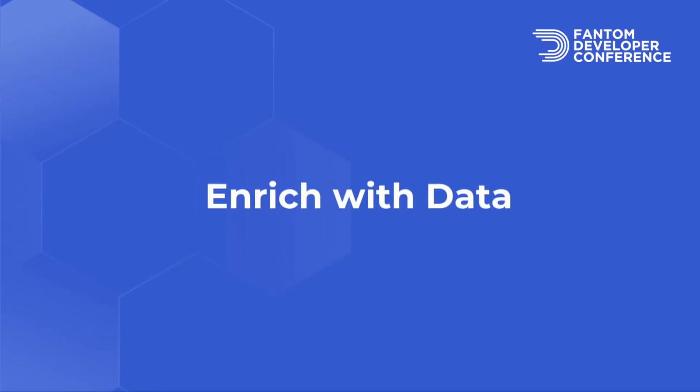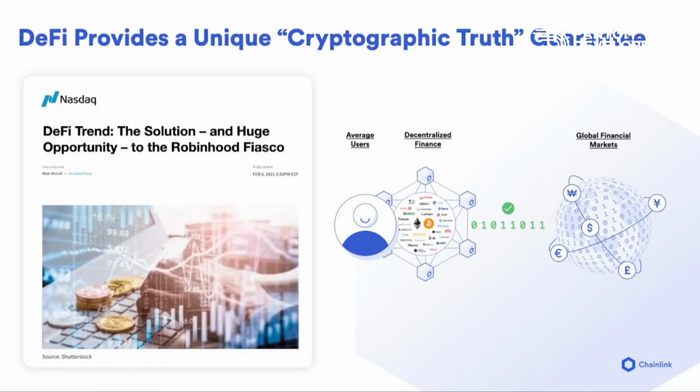Next up, I want to talk about how we can use this idea of a decentralized oracle network to interact with and get data into our application. So you may have heard of this thing called DeFi or decentralized finance. It's super popular now and it's becoming a really big deal because DeFi allows you to take advantage of this cryptographic truth guarantee in order to do standard financial operations such as investing, such as trading, those sorts of things. And so you can access decentralized finance in a way that sometimes the global financial markets won't let you.